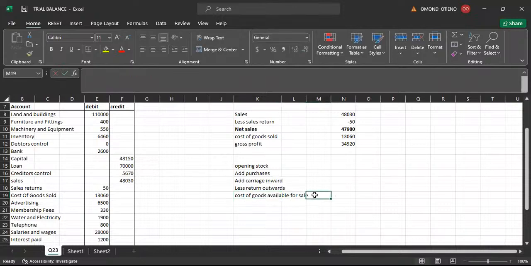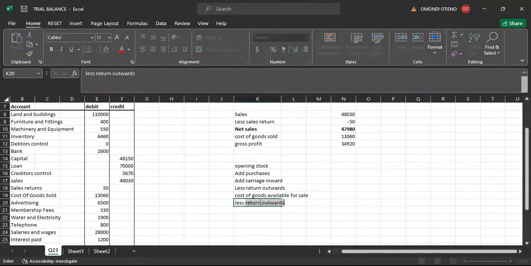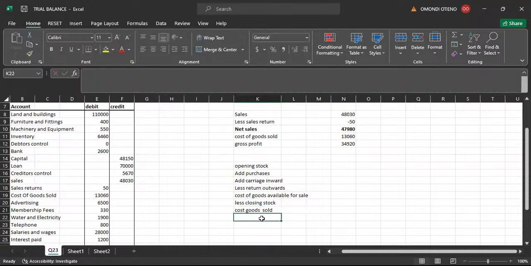So once we get the cost of goods that are available for sale, we did not sell everything. There were some that were left in our stock, and that's why we call them less closing stock. If that is done, then we'll be able to get what we call cost of goods sold. Cost of goods that were sold. Is it now making sense to you, Ododa? So the cost of goods that were sold, we are getting by working out all this information. Is it now making sense?